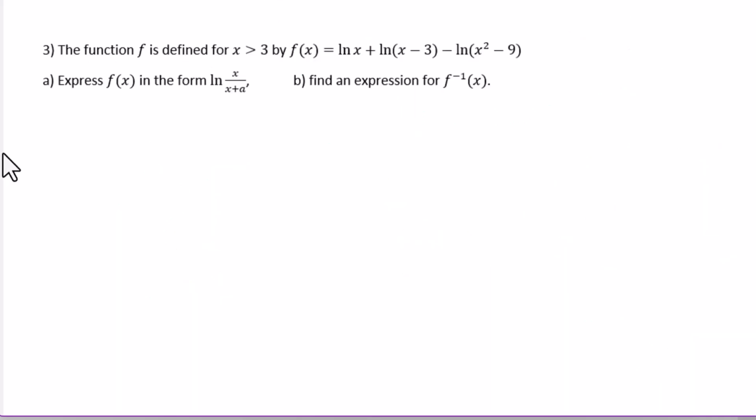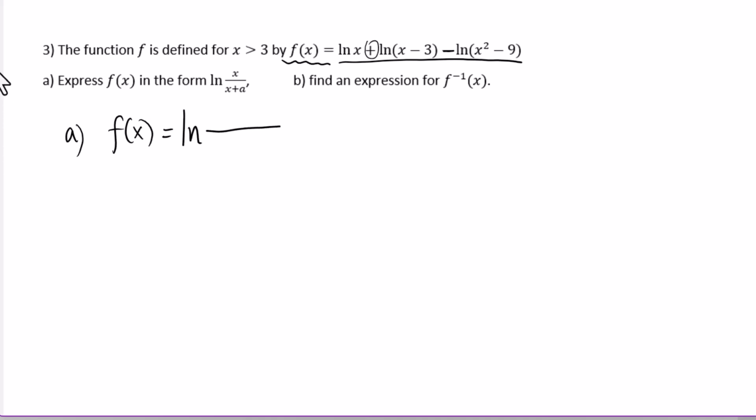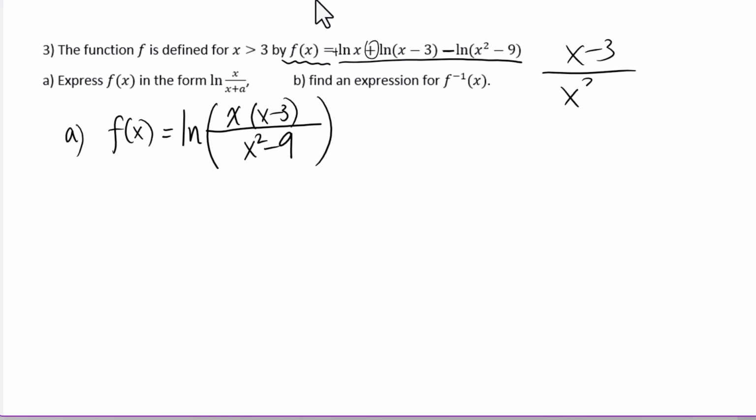Let's go to question 3. Given f of x equals this logarithmic function, express f of x in the form natural log of x over x plus a form. F of x equals, we will condense the log, natural log of division line. Positive log goes to numerator, negative log goes to denominator. So x times x minus 3 over x squared minus 9.